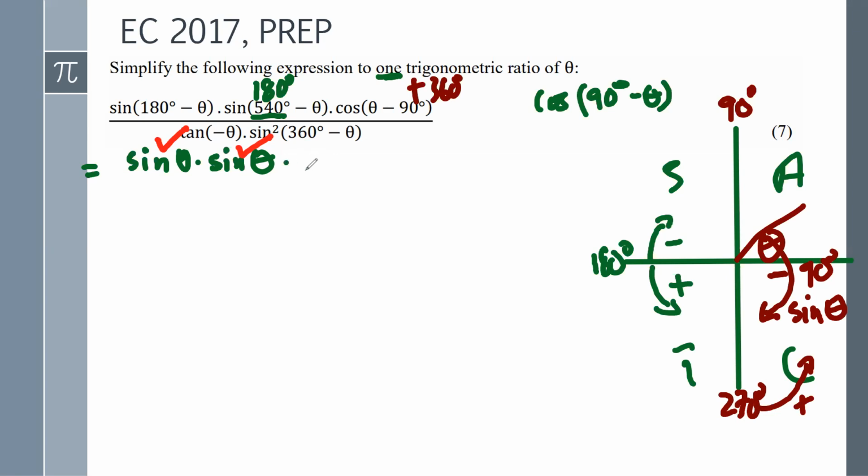So this, again, we see that it has to be a sine theta because it is a co-function and cos is positive in the fourth quadrant. That is your third mark.